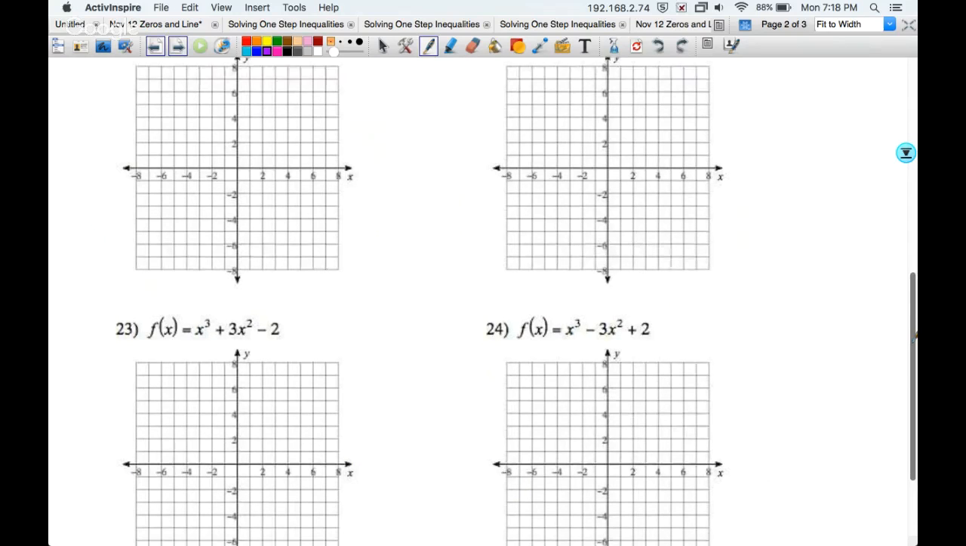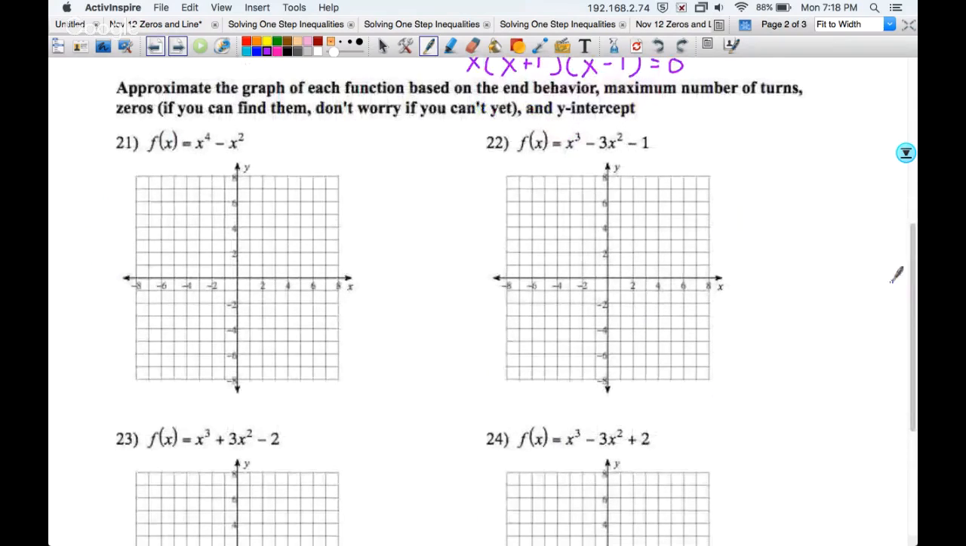All right, last couple problems here. Approximate the graph of each function based off its end behavior, maximum number of turns, zeros, if you can find them, don't worry if you can't yet, and y-intercepts.